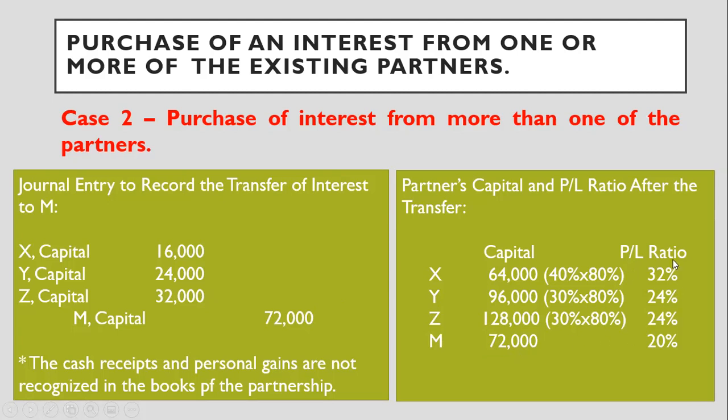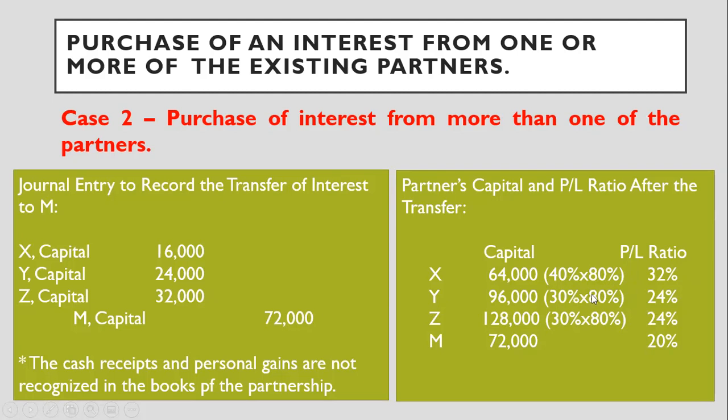As to the P&L ratio, remember that 20% was transferred to M, so the remaining 80% will be prorated among the old partners using their P&L ratio. So simply multiply the 80% by the P&L ratio of the old partners. So for X, it's 80% times 40%, or 40% times 80%, is 32%.